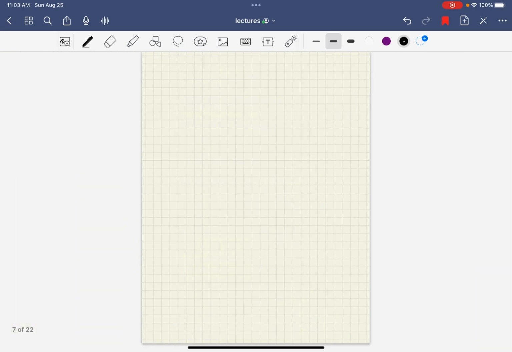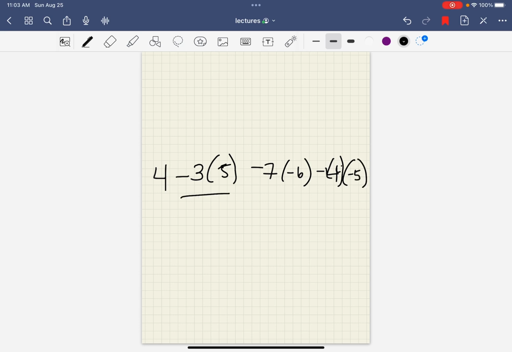So that one that they have written there, super long problem: 4 minus 3 parentheses 5 minus 7 times negative 6 minus parentheses 4 and parentheses negative 5. Okay, so that's multiplication, that's multiplication, that's multiplication. You would just bring down the 4. And then remember, this sign right here goes with the 3. That sign goes with the 7. That sign goes with the 4.